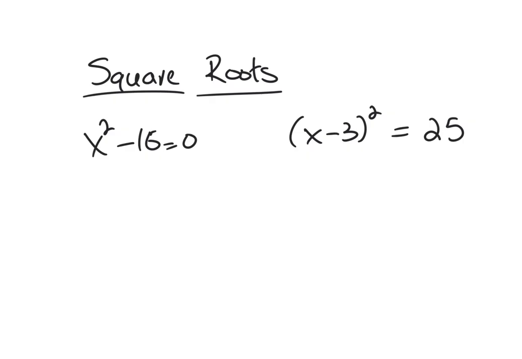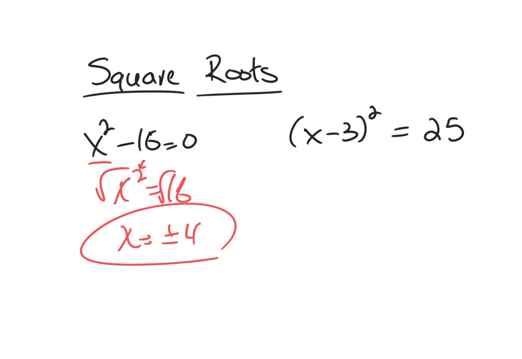What we're going to do is isolate the x squared. I'm going to move that 16 to the other side. And I've got to get rid of the square. The opposite of a square is a square root. So I'm going to take the square root of both sides. When you take a square root inside an equation, you must put a plus or minus in front of your answer because you've got to get 2 solutions. So you get plus or minus 4. And that's it.